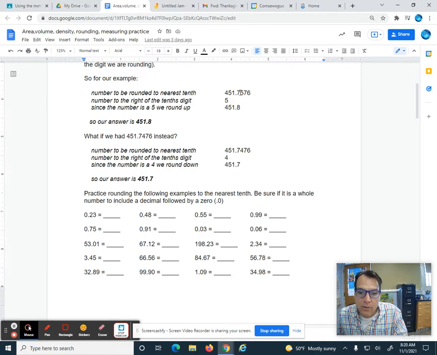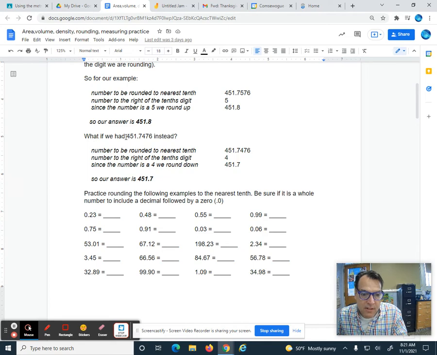So when you're rounding to a certain place, you find the place. In this case, it's directly to the right of the decimal point. And then you look one place past that to the hundredths column. And I'm looking at this number, and you have to decide, is that number 5 or greater, or is it less than 5? If it's 5 or greater, you add 1 to the column you're rounding to. So since 5 is 5 or greater, this number becomes 451.8. I add a 1 to my tenths place.